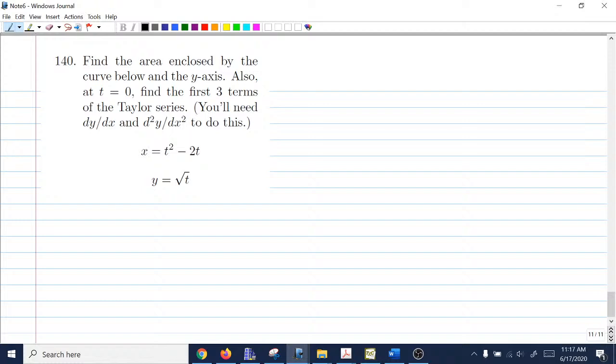To find the area enclosed by this curve and the x-axis, I probably want a decent estimate of what this graph looks like. t squared minus 2t intersects 0 at 0 and 2. It's got its vertex at 1. 1 squared minus 2 will be negative 1 here. But this part of the graph doesn't matter. So this is x of t. y of t is square root t, which only exists for t positive. So the fact that x exists to the left doesn't matter. I can't plot those points either way. This graph starts at 0, 0.